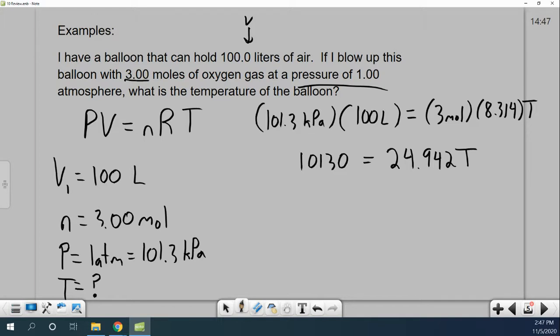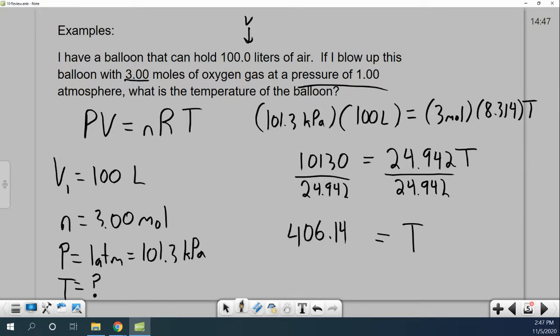How do I get temperature on its own? Well, I'd have to divide both sides by 24.942. So 101.3 times 100, divided by 24.942. Temperature equals 406.14. What are my units for temperature?